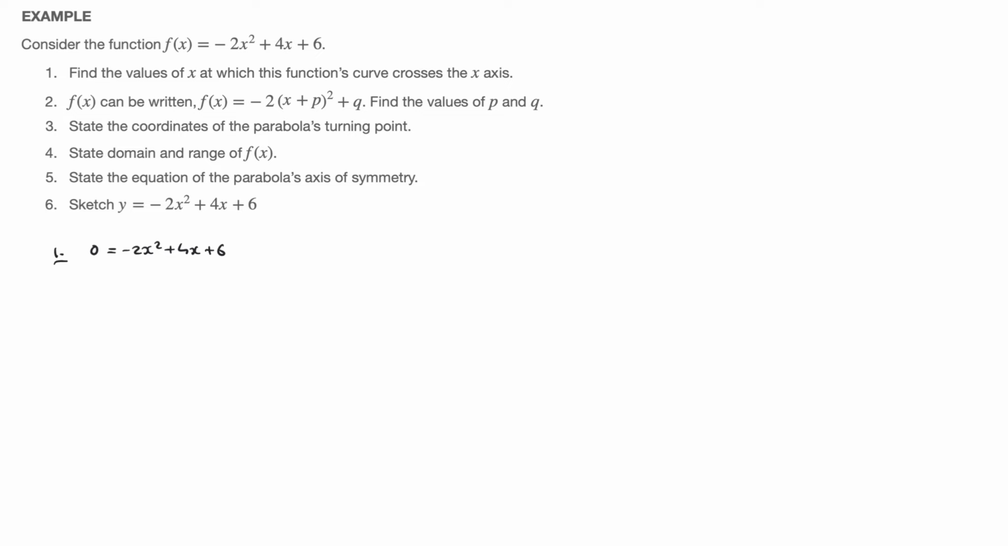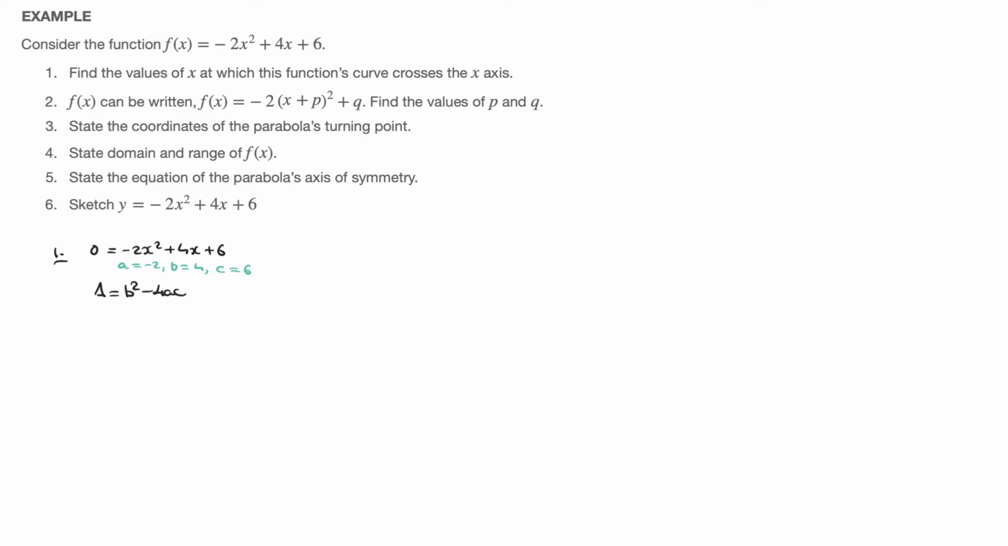Now, delta in this case, remember, is always going to equal b squared minus 4ac. For this particular quadratic, what's a, what's b, and what's c? What do we have? We've got a equals negative 2, b is equal to 4, and c is equal to 6.